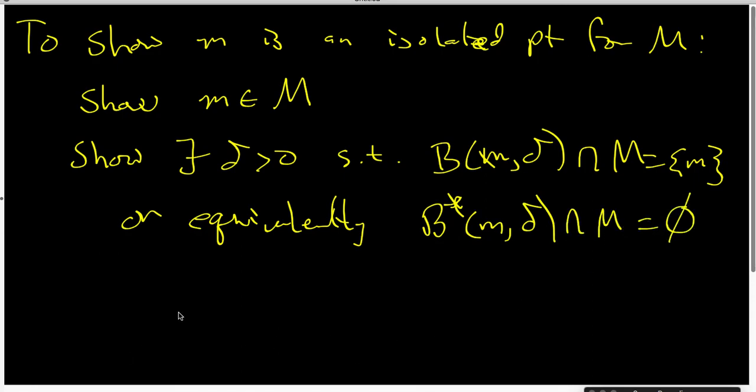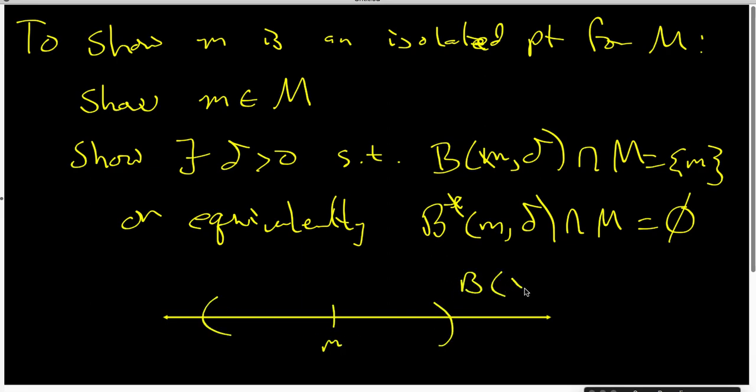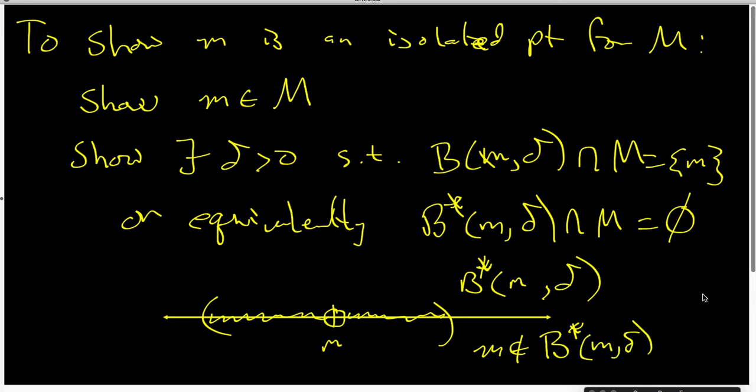The reason why that last is true, just to remind you, is that if I draw a delta ball centered at m, all I do is delete this point from the open interval, and I am now looking at the punctured delta ball, and so little m is never an element of the punctured delta ball. And so that's why this second statement is equivalent to the first statement.